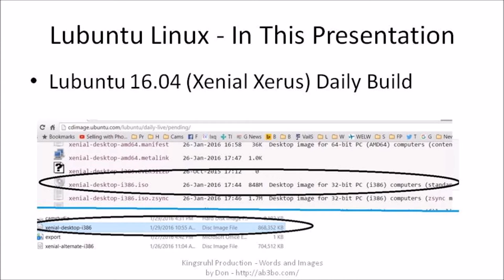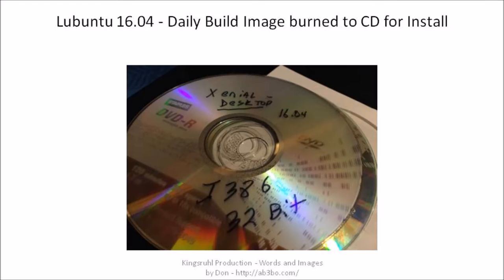There is a Lubuntu 16.04 alpha build. As a matter of fact, that's what I loaded up onto my system first, and that's what I'm actually using. However, I like the daily build better for installation because it seems to be a much more refined install. This is the DVD that's been burned using the ISO that we downloaded. This has the daily build of Lubuntu 16.04 on it.